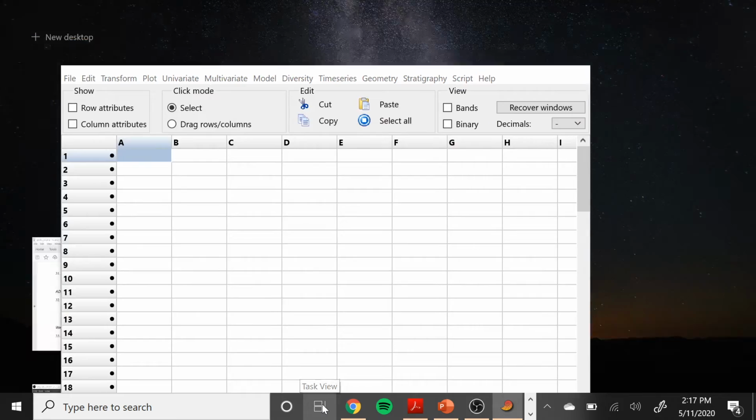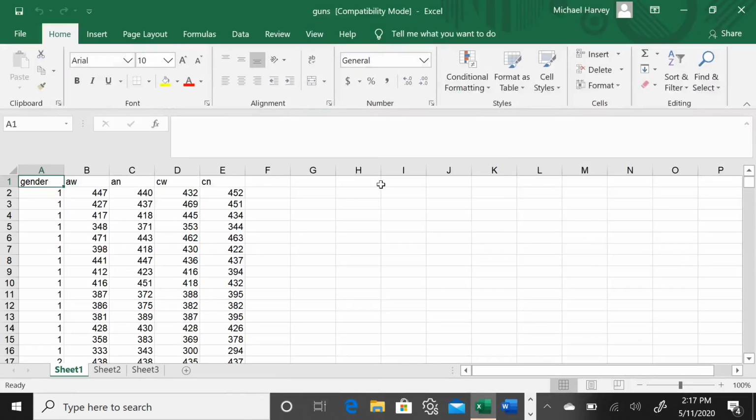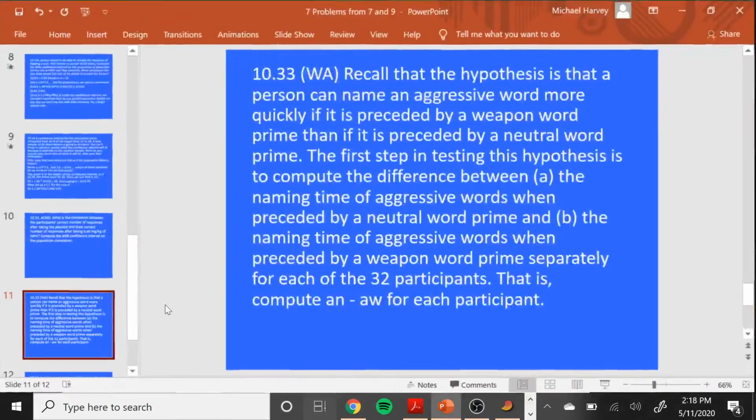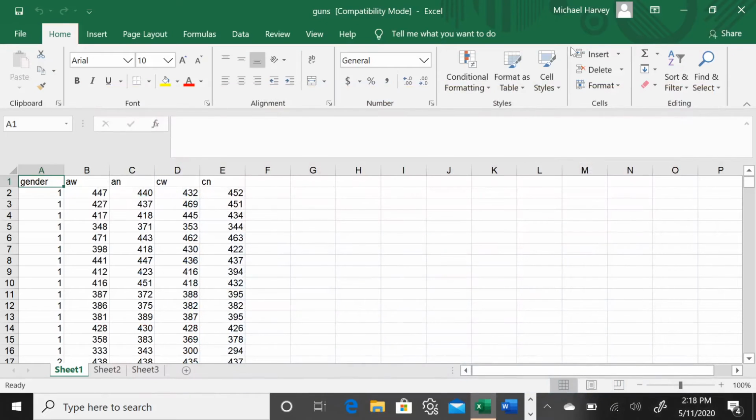Let's see here. Here we have the guns. So we're going to subtract two of these for each individual. Again, we've got one individual and they've got multiple scores for that individual. So theoretically he must have used some sort of randomized design. Now let's see, which ones are we subtracting? AN minus AW. Okay, got to do it the right way. AN is in C.